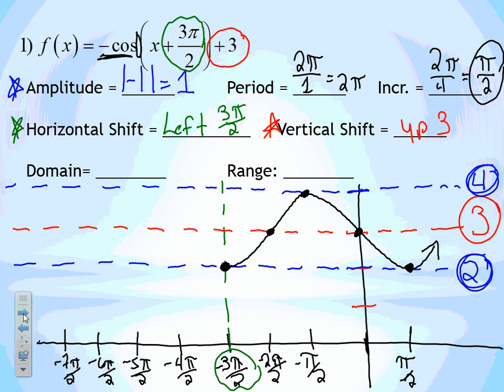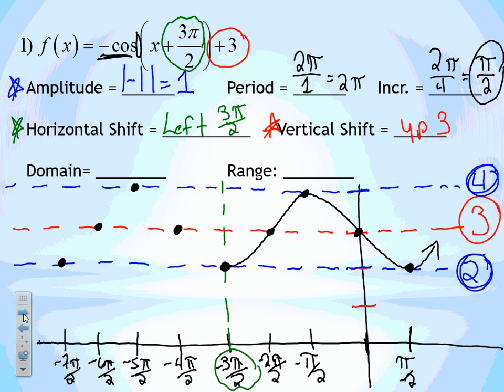Now when I go to the left, the only place I can go is up because I'm already at my bottom amplitude. So I go up to the center line, my midline, the red one, all the way up to my highest blue line, back down to my midline, and then back down to my bottom of my amplitude.